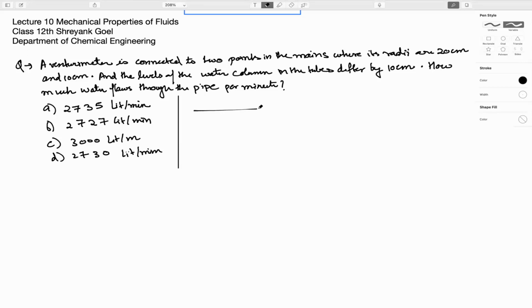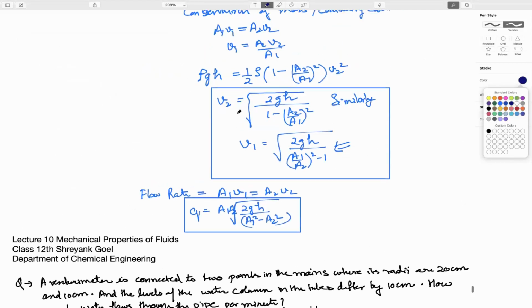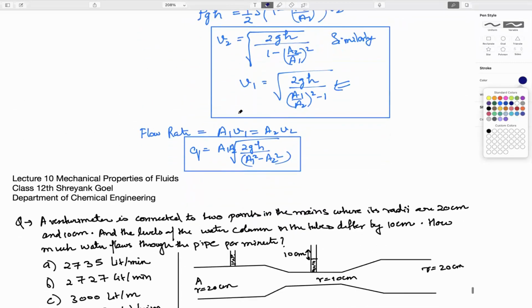I will make a diagram for it. So it should be like this. Here is one tube and there is another tube. The radius here is 20 centimeter, the radius here is 10 centimeter, and here again 20 centimeter. The difference in height is 10 centimeter. Okay, so try to solve this question. I will discuss it. It's a direct formula question. Don't try to derive everything now because you know the formula.